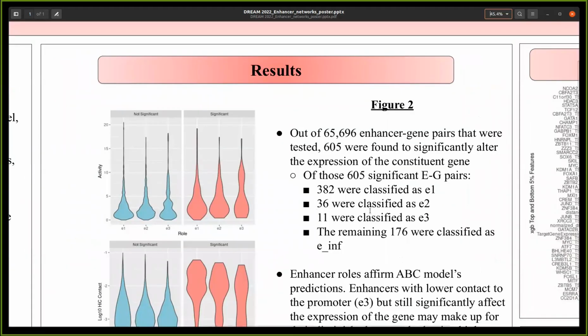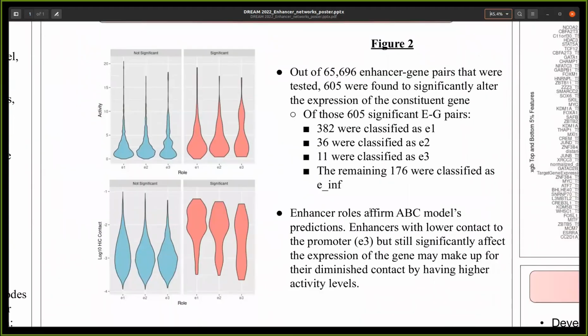Looking at our results, let's just take a look at the significant versus non-significant enhancers first. Out of about 66,000 enhancer-gene pairs that were tested, only about 600 were found to significantly alter expression of their constituent gene. Of those 605 significant EG pairs, 382 were E1, 36 were E2, 11 were E3, and the remaining 176 were classified as EINF, which means they either were more than 3 steps out from the promoter or they had no significant contact within the network at all.